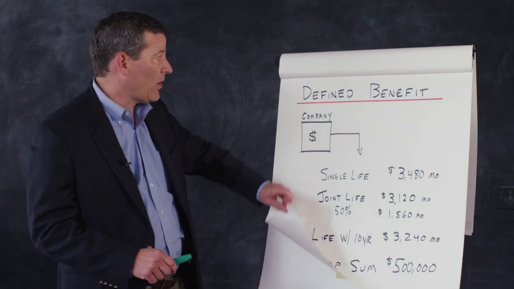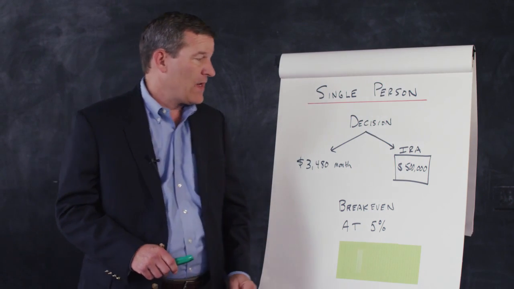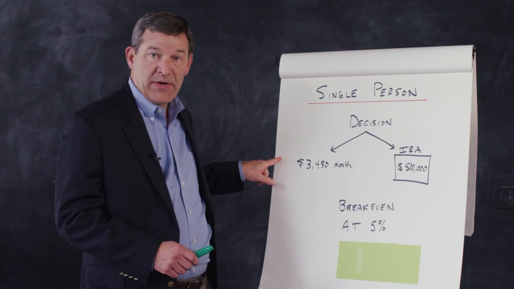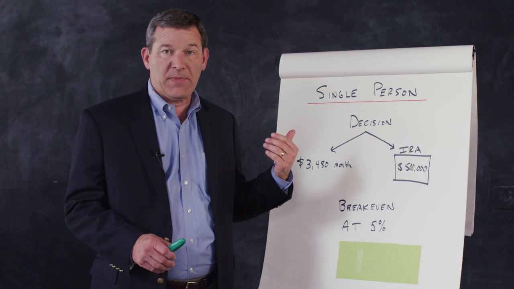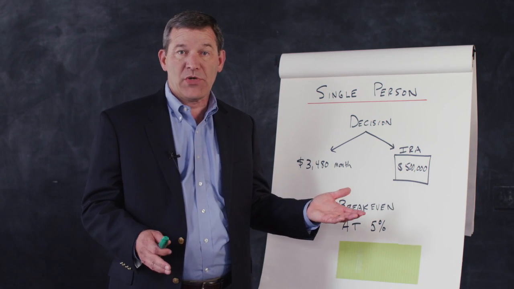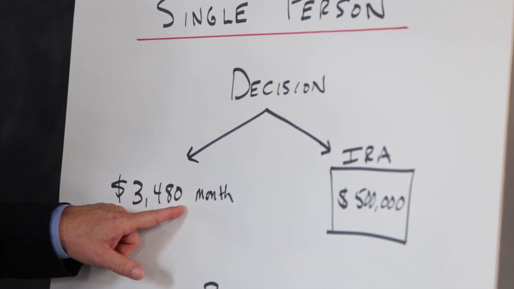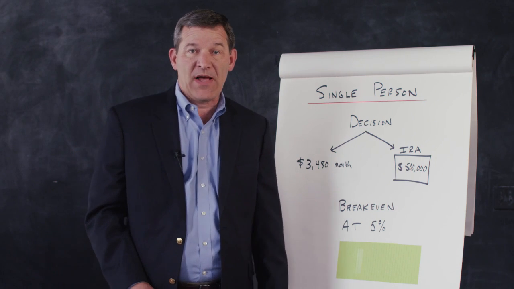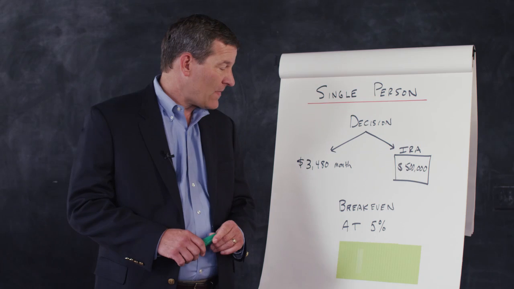So let's take a look at a single person. A single person primarily would have the 10-year guaranteed payment and would only take that if they believe they were going to die sooner than 10 years. They can take $3,480 a month, or they can roll over $500,000 into an IRA. Well, which is better?